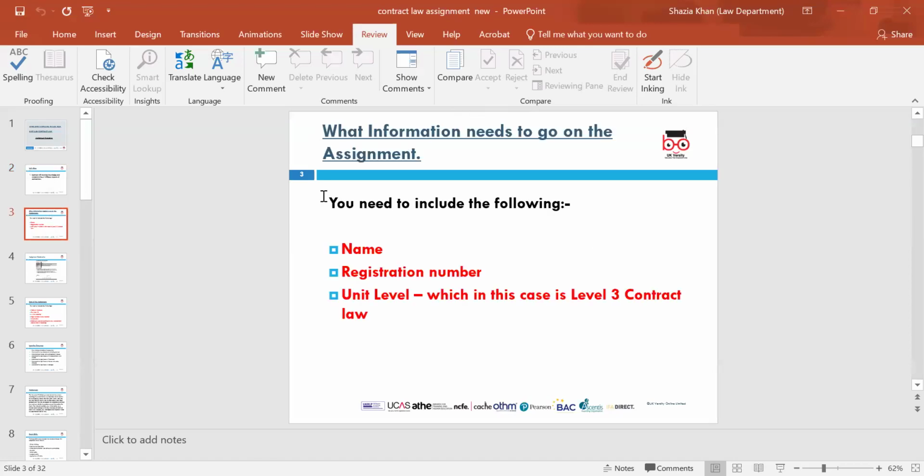So what information needs to go onto the assignment before doing anything? You need to include the following. So you need to include your name on the cover, and your registration number, and the unit level, which in this case is Level 3 Contract Law. And this is really important so that the marker knows whose work it is and whose work they're marking as it comes through Learner Works.